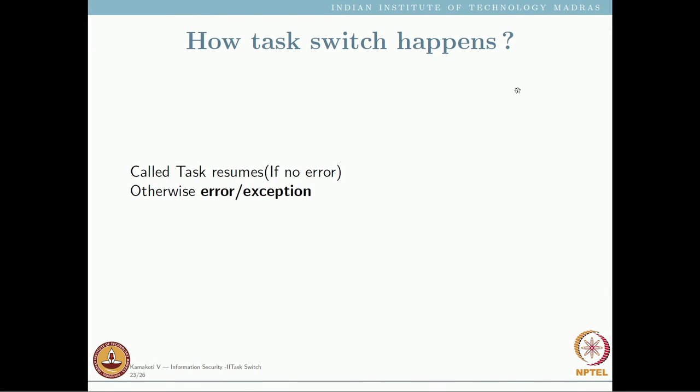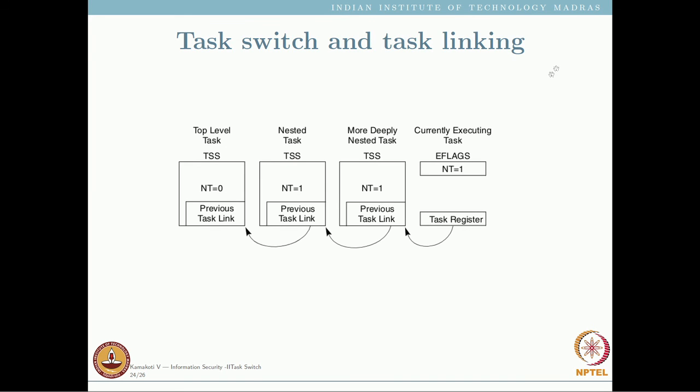After task switch, the called task will start resuming if there is no error so far, otherwise it will create an error or exception depending upon what the issue is. So, this is how it works. There could be a top level task which was calling another task, which called another task, which called another task. So, the current task register will actually point to the previous task link, which essentially points to a previous task link, and like this. So, when I do nested calls, I actually create several TSSs in a list.